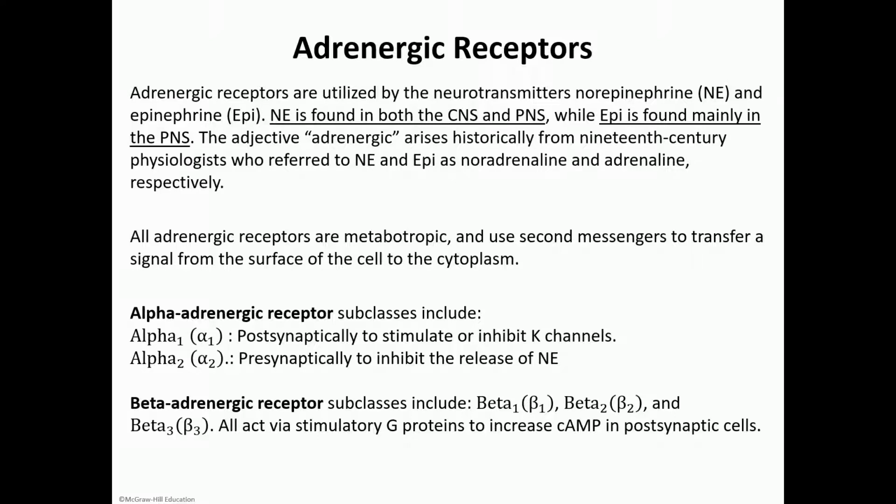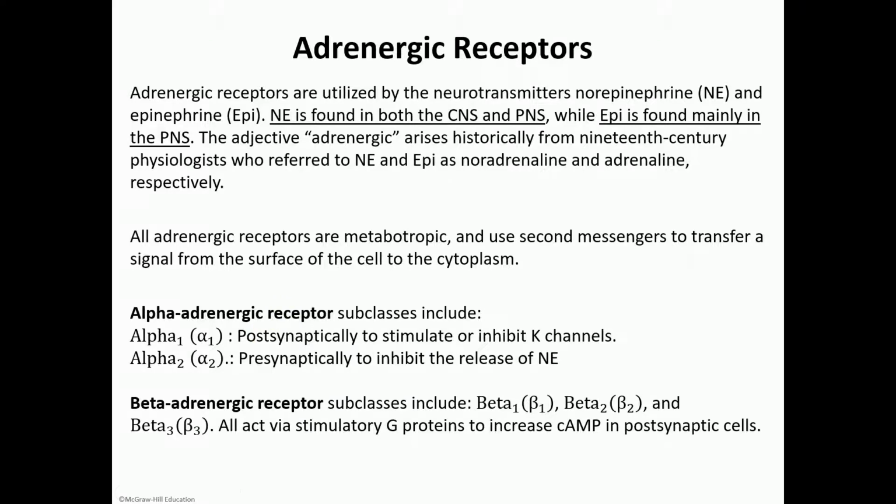Okay, all of the adrenergic receptors are metabotropic, meaning that they are going to use a second messenger. And we have tons of adrenergic receptors. So these are the ones that you want to be familiar with. We have alpha adrenergic and beta adrenergic. In the alpha adrenergic family, there's alpha 1 and alpha 2, and there are lots more, but we are going to focus on alpha 1 and alpha 2.